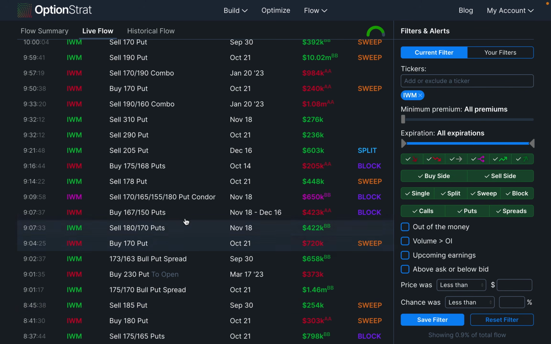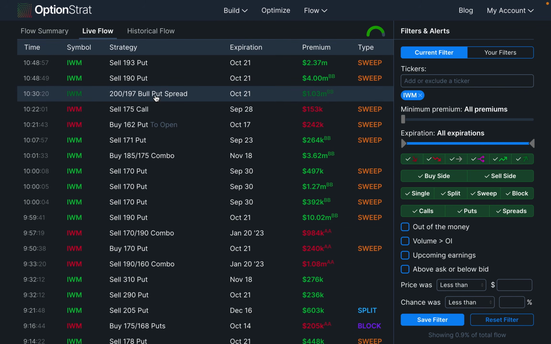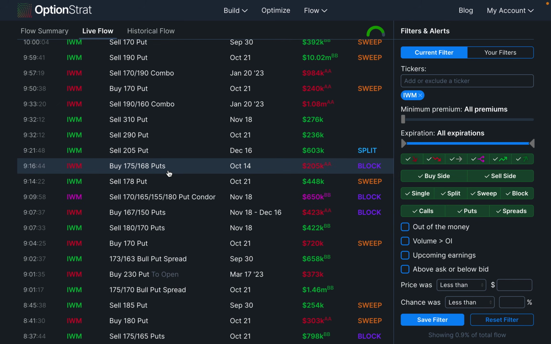So again, as you guys can see, it's not just showing you calls and puts that were bought and sold. It also has all these other strategies as well. Bull put spreads, put condors, combos, and a lot of different things, right? So it's not just showing us puts and calls that were bought and sold. They can actually also detect these more complex strategies, right?